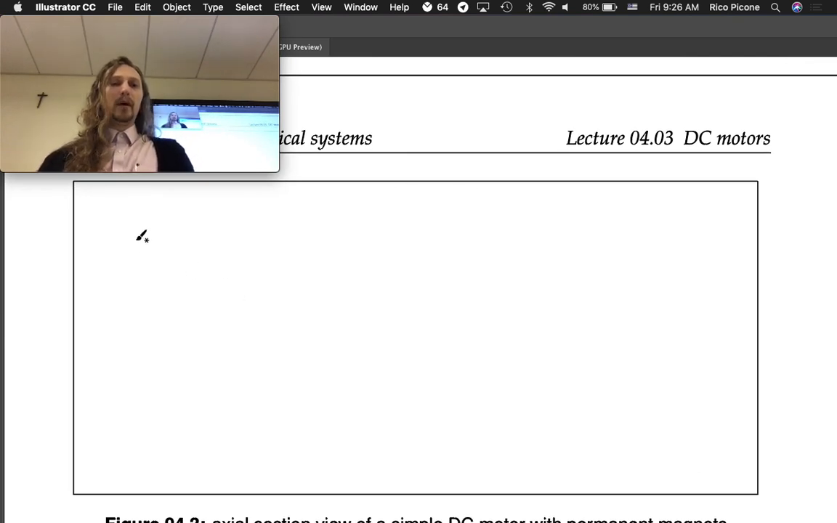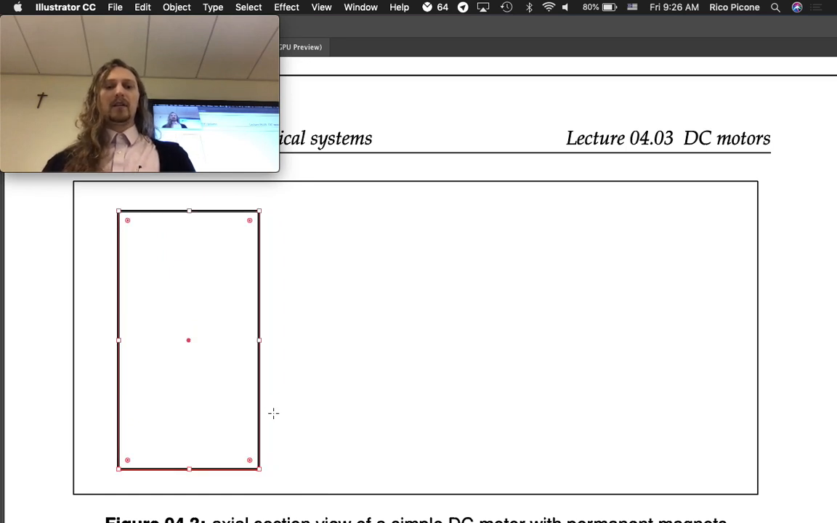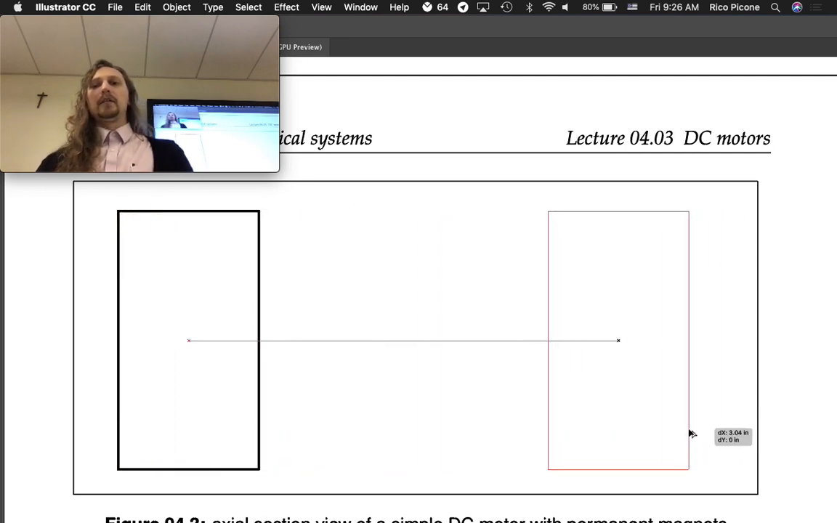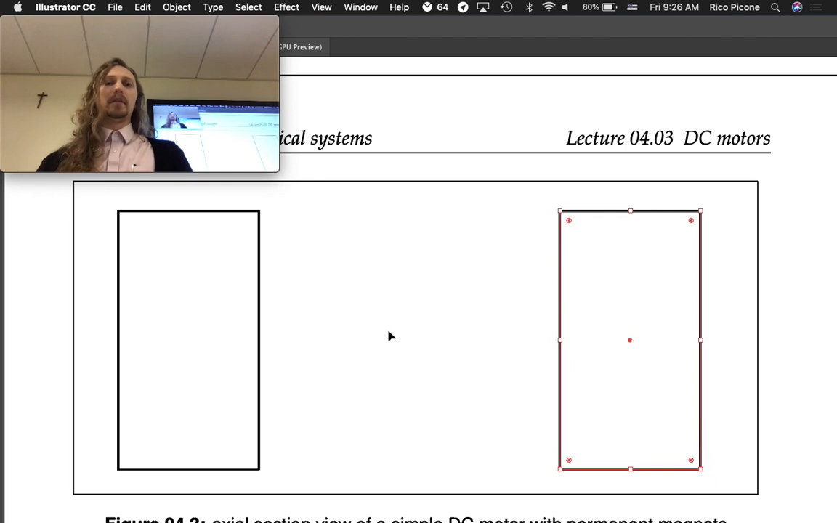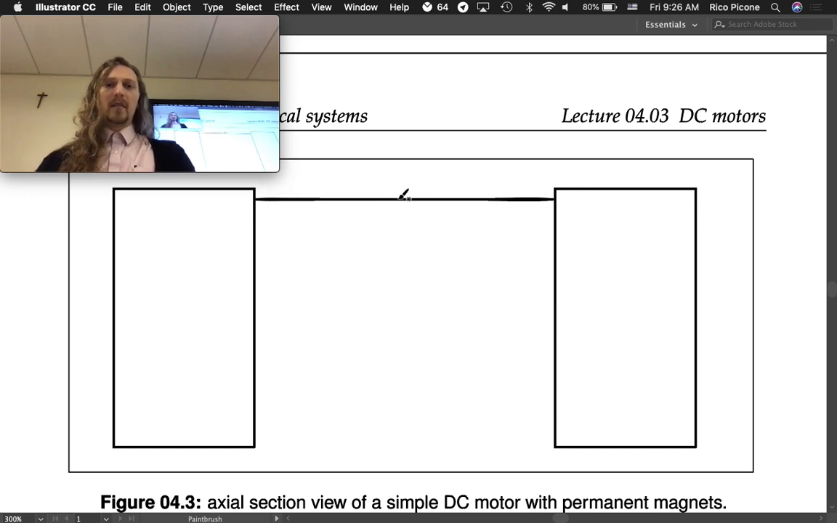So in order to generate that field, we're going to put two magnets here. And they might not be simply rectangles. They might have some curvature to them. But the key is that they're going to generate these magnetic field lines that we want, uniform field lines.